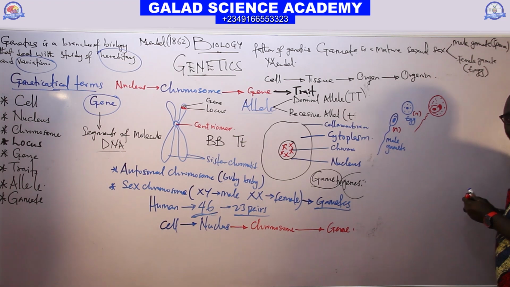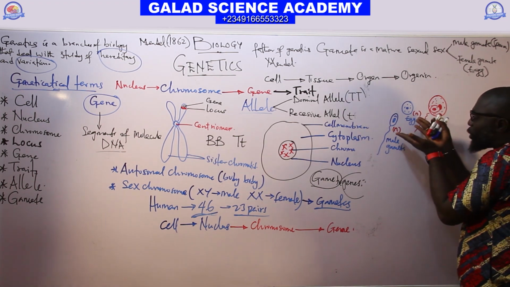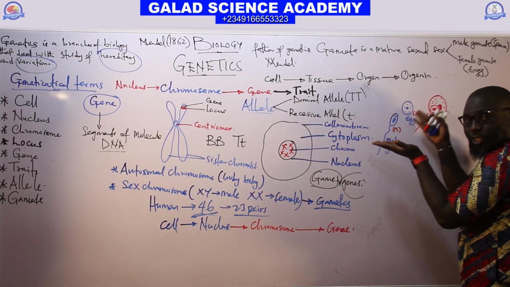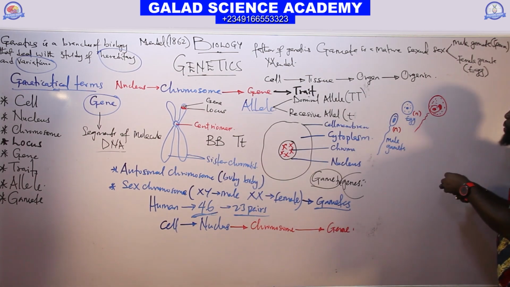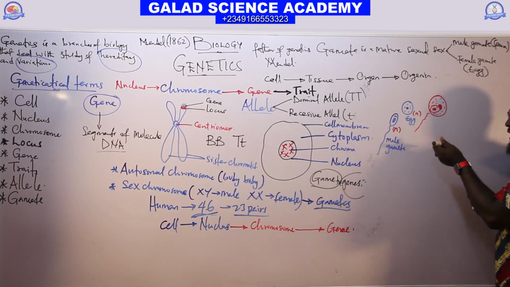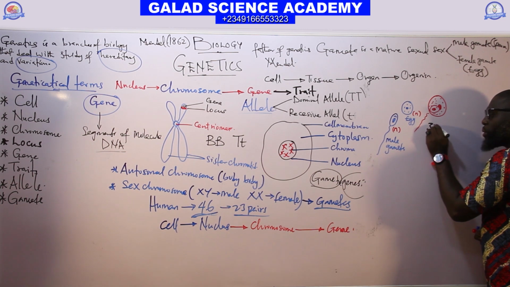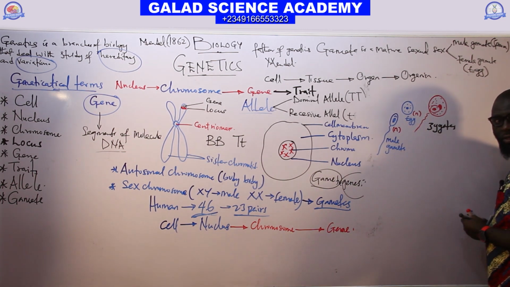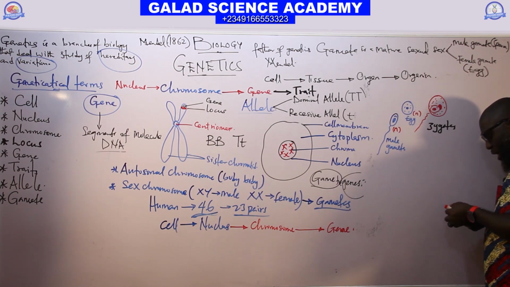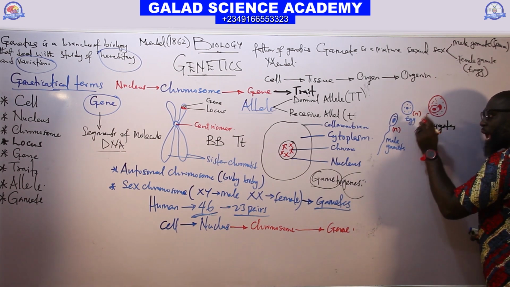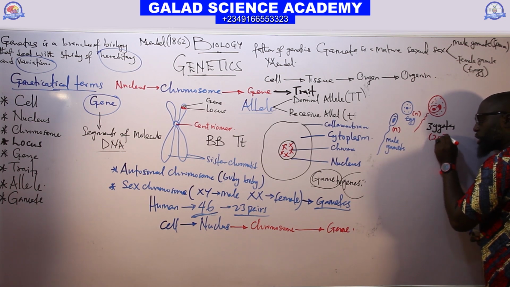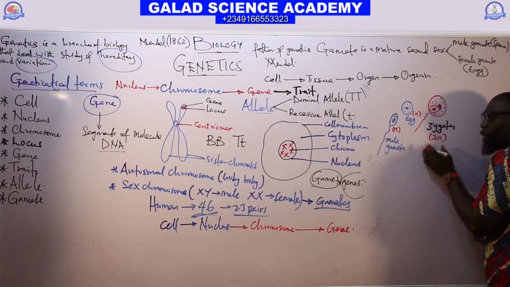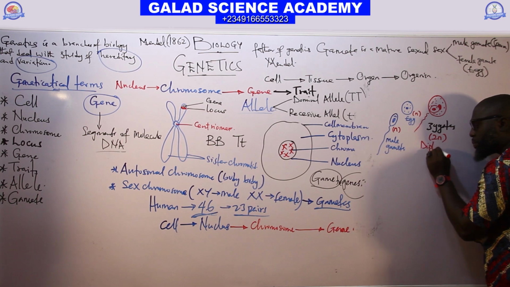So what I need here is the fusion of the two gametes. Both male and female gametes, when they come together like this, will give us what we call zygote. If you have N plus N, it will be 2N. So the zygote will be diploid.